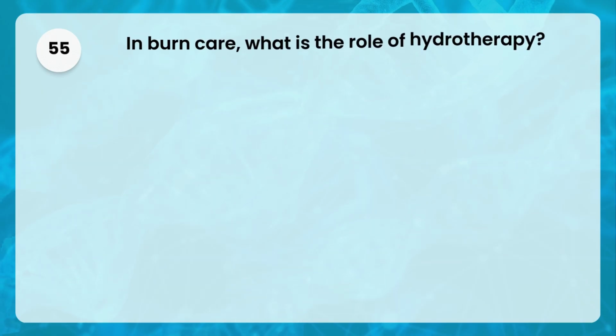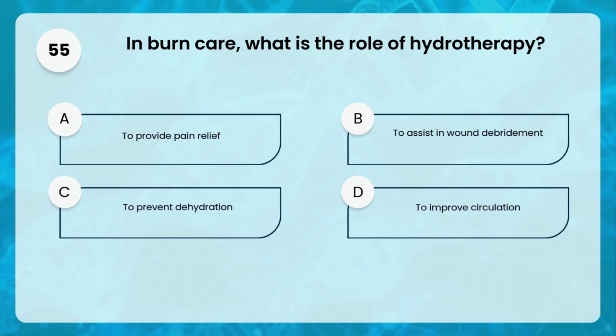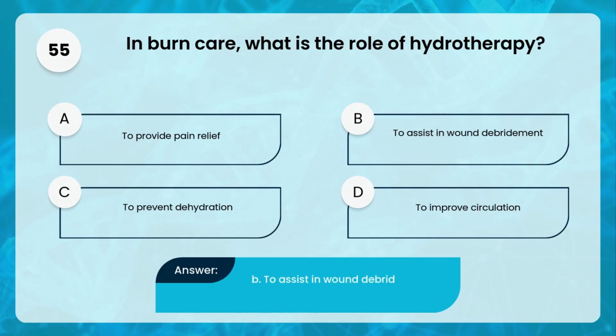55. In burn care, what is the role of hydrotherapy? A. To provide pain relief. B. To assist in wound debridement. C. To prevent dehydration. Or D. To improve circulation. The answer is B. To assist in wound debridement.